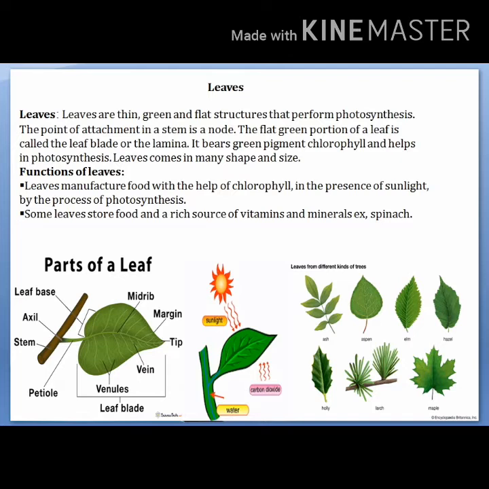Now you understand the parts of the leaf by looking at the diagram. So the flat surface of the leaf is called leaf blade or lamina, and it is green in color. Why is it green in color? Due to the presence of chlorophyll. And the lamina allows the leaf to absorb sunlight, water and air for the plant.